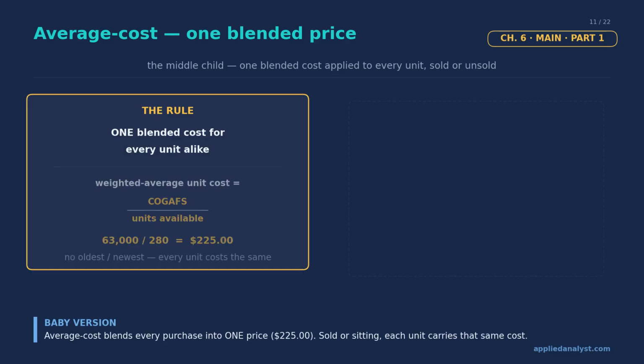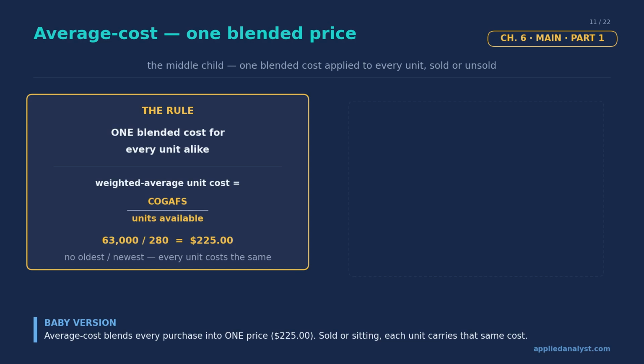The weighted average unit cost, that same 63,000 bucket, divided by the 280 units available, $225, exactly right on the dollar. Every PixelPad, sold or sitting, carries that exact same blended cost. There is no oldest, no newest.